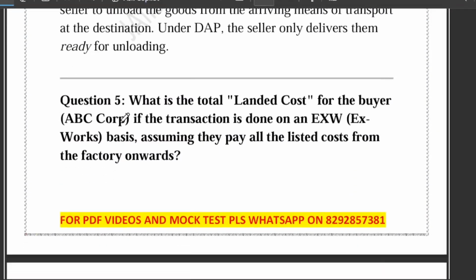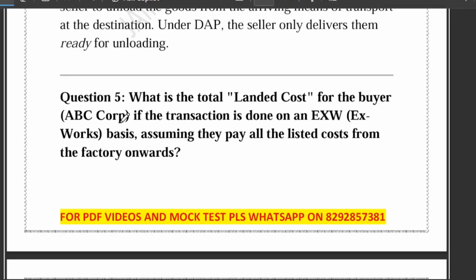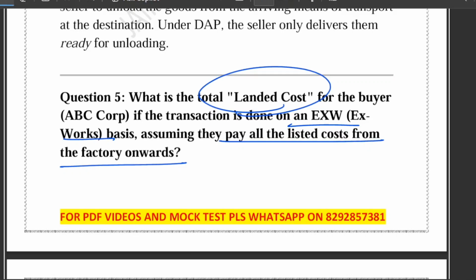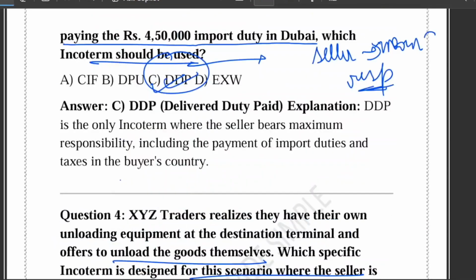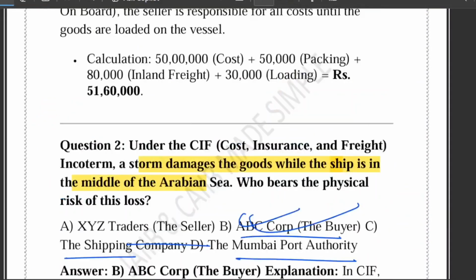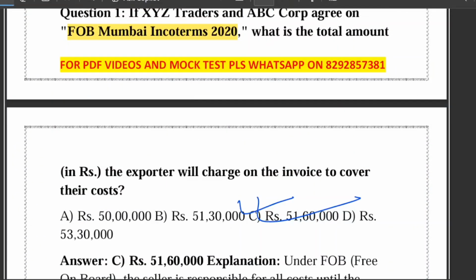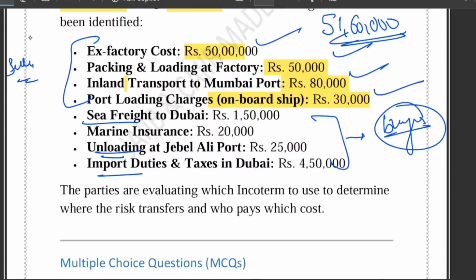And then we have the total landed cost for the buyer if the transaction is done on EXW. If the transaction is done on EXW, that is called ex works basis, assuming they pay all the listed costs from the factory onward, what is the total landed cost for the buyer? So under EXW, what happened? The seller's responsibility ends at the factory gate. The buyer bears all the cost. So once the goods cross the factory gate, the seller's responsibility ends, and the buyer will bear all the cost.